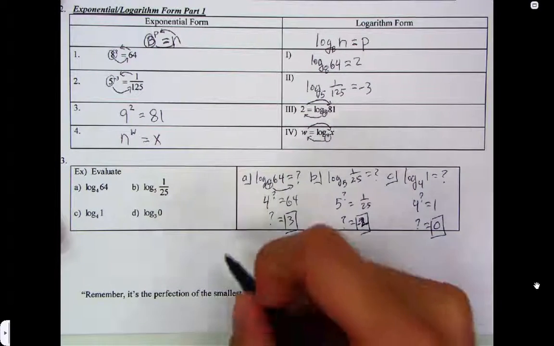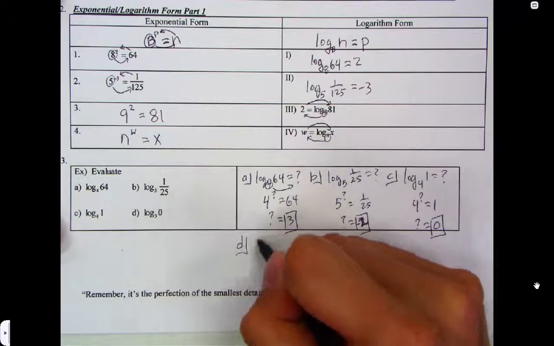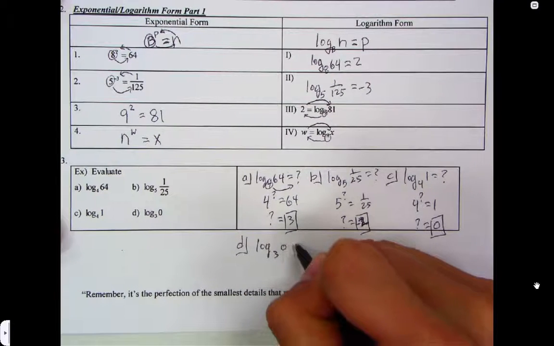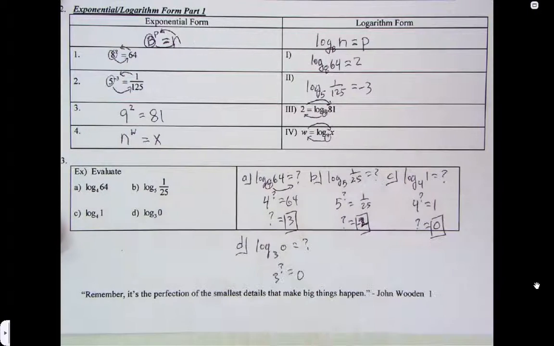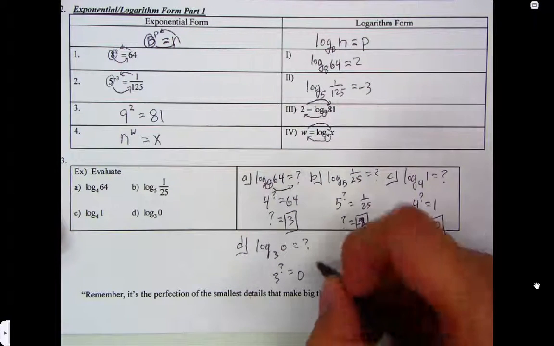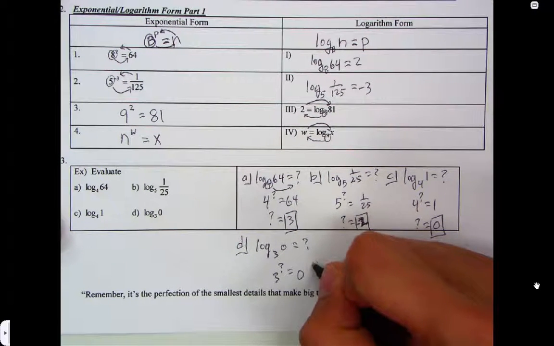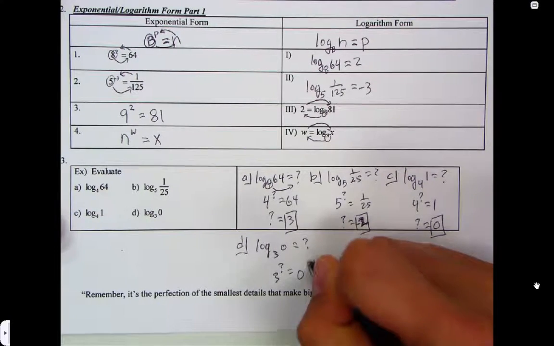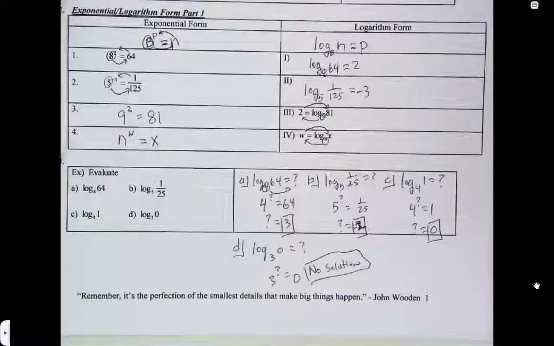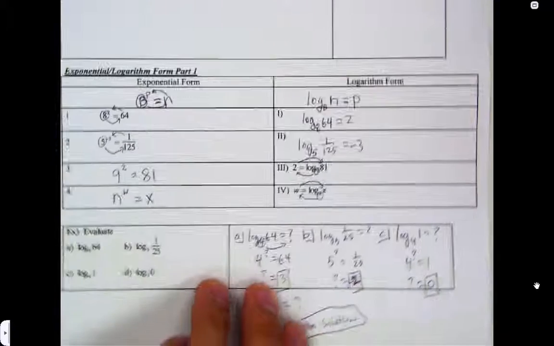And last one, D, log base 3 of 0 is equal to what? Well, 3 to the what will give you 0. I'm thinking 0, but 3 to 0 is 1. Thinking 1, 3 to 1 is 3, so nothing. So this is no solution or unsolvable. Or you can't evaluate this, you'll get an error. Okay, let's go to the next page.